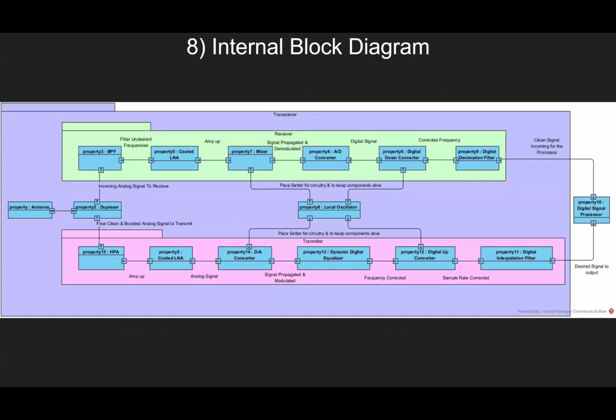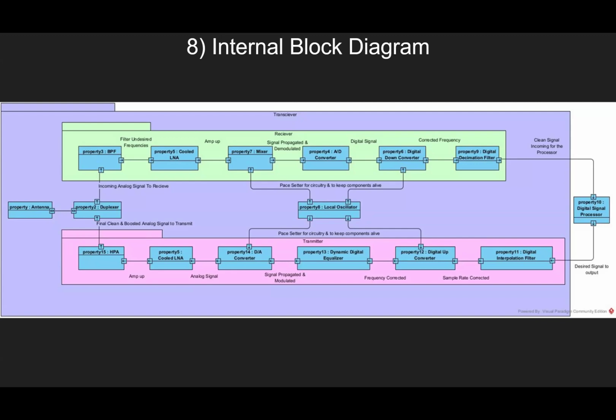And then for my internal block diagram, I just did a transceiver, which is the communication stuff. So basically you have your receiver, your transmitter, and your antenna. That's pretty much what it is. But circuitry wise, there's a lot of detail that goes into that. We could go through it.